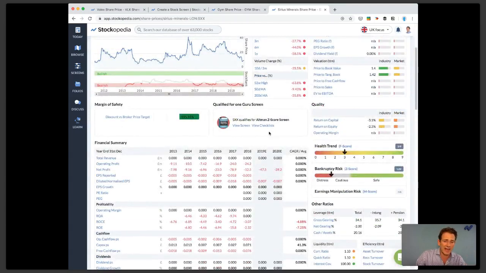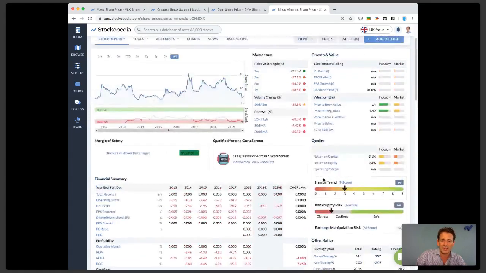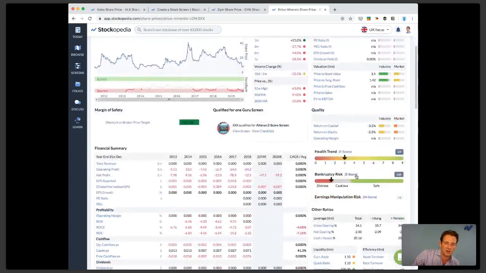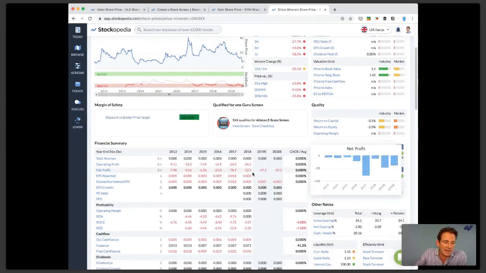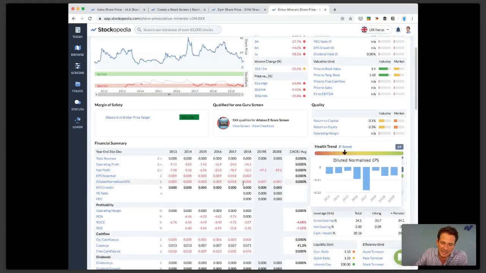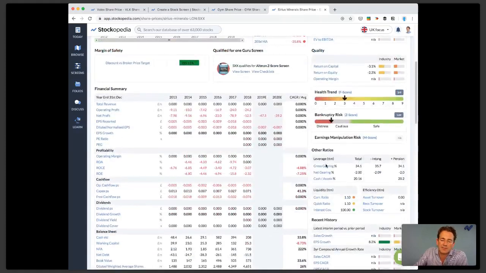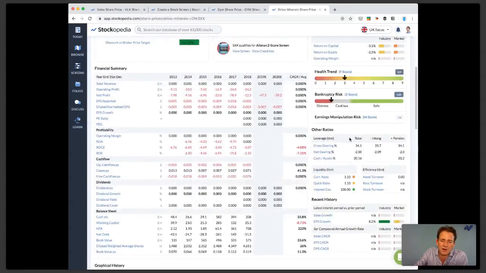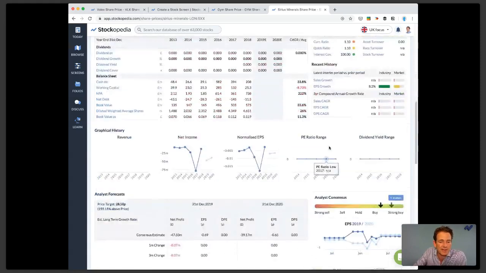You've got this red flag of bankruptcy risk right here. It's actually looking relatively inexpensive against book value at the moment. But it's got all kinds of issues here in terms of bankruptcy risk, health trend. Obviously, everything is negative here because they're investing. I seem to remember they had some problems. They've already got a bunch of debt, not masses, but they're borrowing.